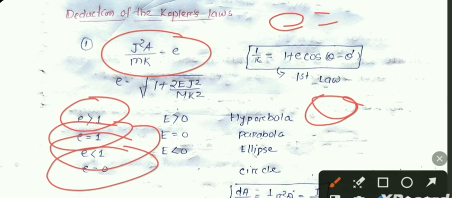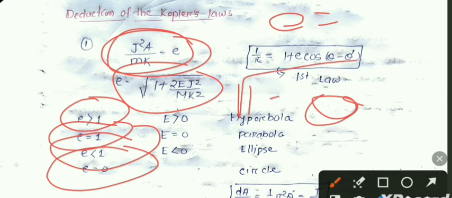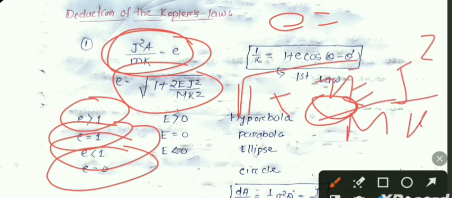So by putting this, this is also a formula. The formula is the square root of 1 plus 2E divided by m, into j square by k square. You have to memorize this formula.